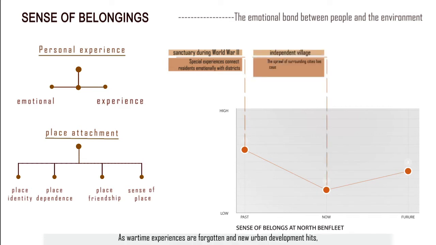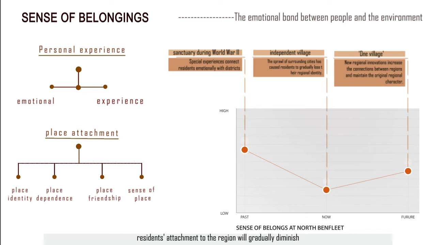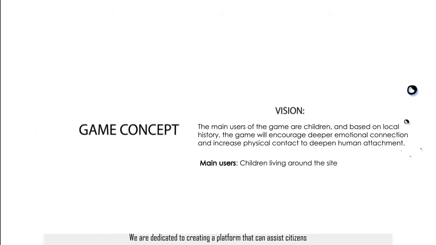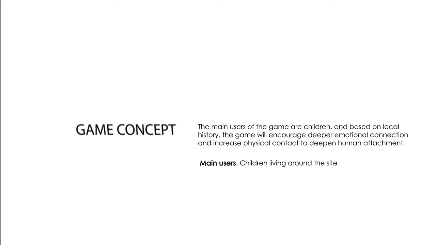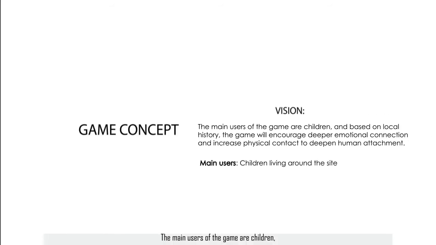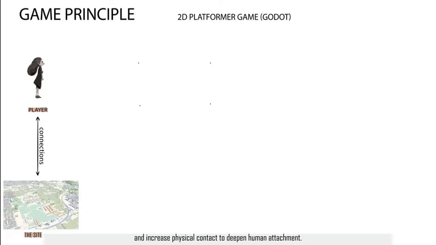As wartime experiences are forgotten and a new urban development hits, residents' attachment to the region will gradually diminish until it is replaced by a new regional environment and culture. We were determined to create a platform that can assist the citizens in allaying their worries caused by the above causes. The main users of the game are children, and based on local history, the game will encourage deeper emotional connection and increase physical contact to deepen human attachment.